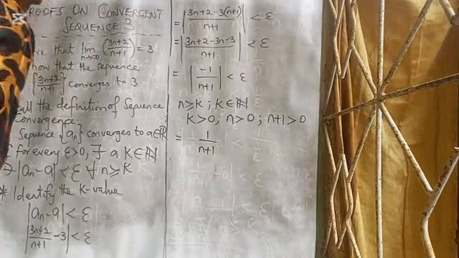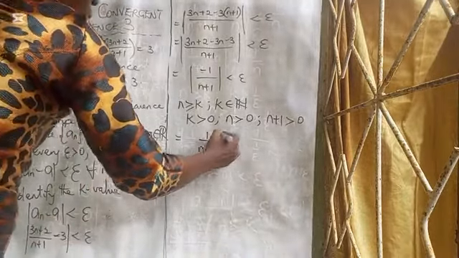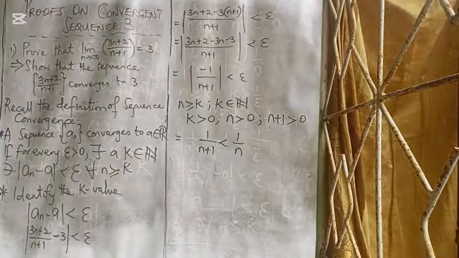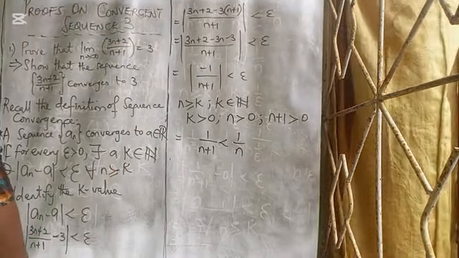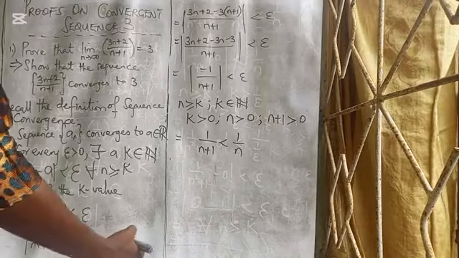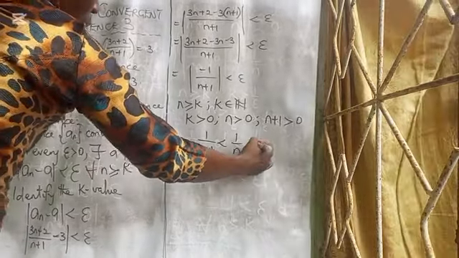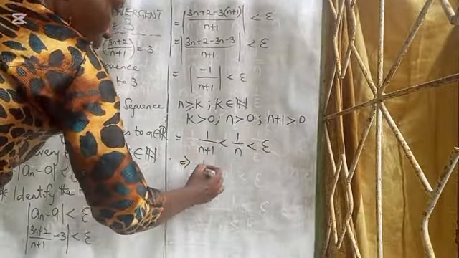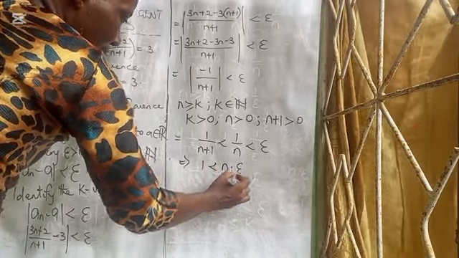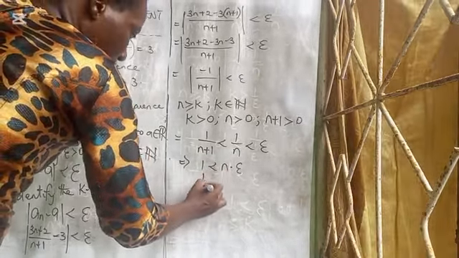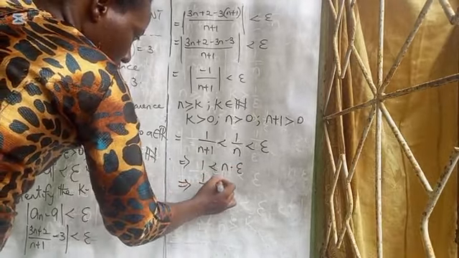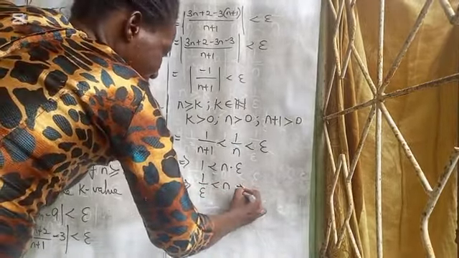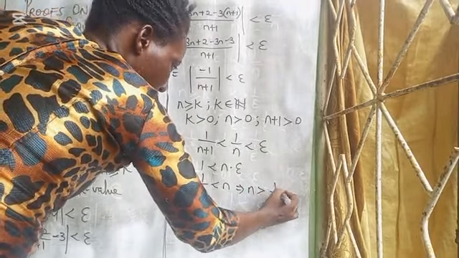But 1 over n plus 1 is less than what? Is less than 1 over n. 1 over n plus 1 is less than 1 over n. And this is also what? Less than epsilon. Therefore, 1 is less than n times epsilon, and then 1 over epsilon is less than n. And if that is the case, remember, it means that n is greater than 1 over epsilon.